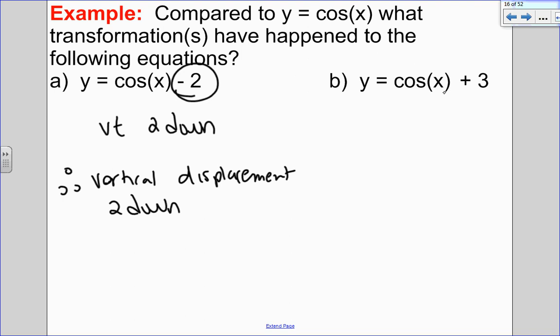This one here, I have cos x plus 3, so that means a vertical translation of 3 up. But using the trig term, that is a vertical displacement of 3 up.